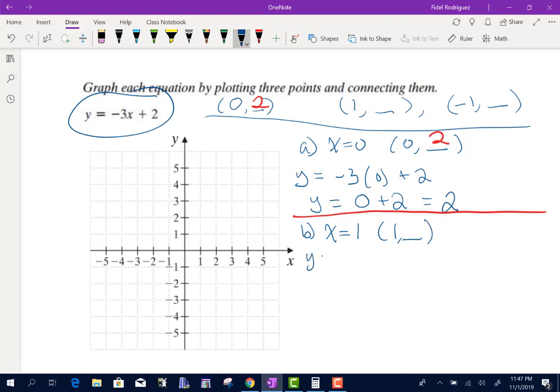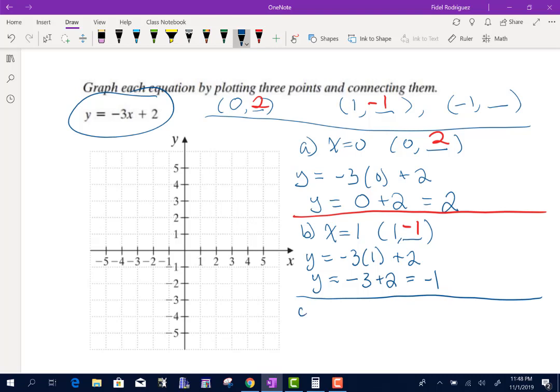So I'm going to write out my equation. Y equals negative 3 times 1 plus 2. So let's see. Negative 3 times 1 is a negative 3. Negative 3 plus 2 is the number negative 1. So that's a negative 1, and that's a negative 1. Okay. Now I've got to do this one more time for part C.